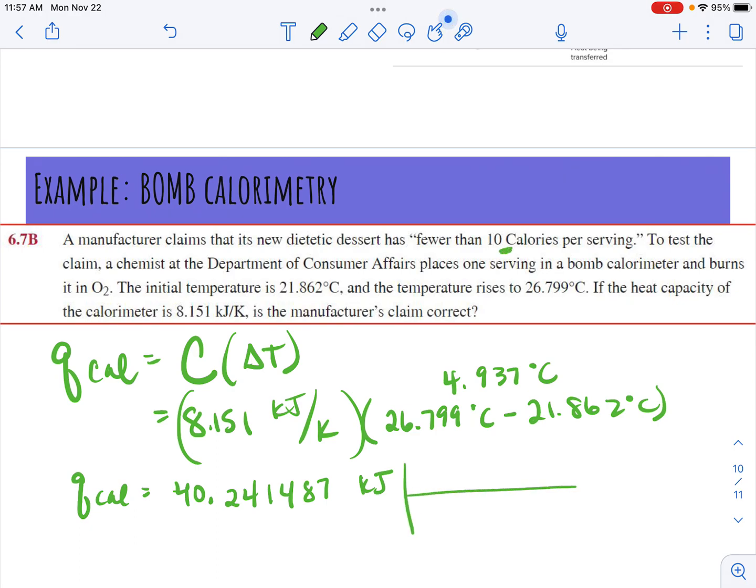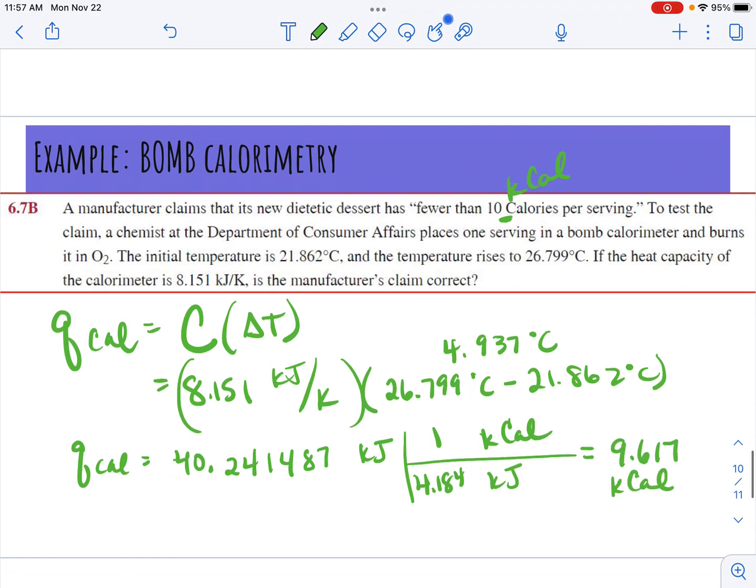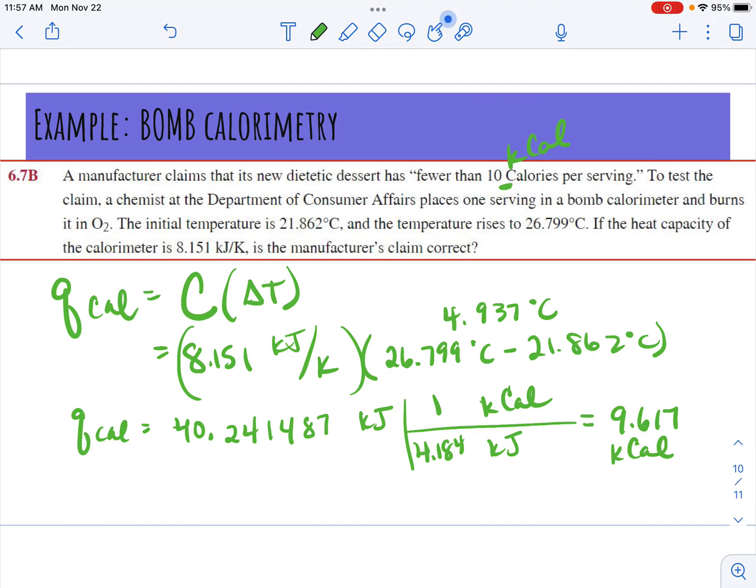These are capital C calories, which are food calories. So kilocalories and kilojoules are the same thing. So I'm going to do this because food calories are really kcals. All right, so 1 kilocalorie is the same as 4.18 kilojoules. And I discover that the calorimeter absorbed 9.617 kilocalories, which are food calories, from the serving of food that we put in there.